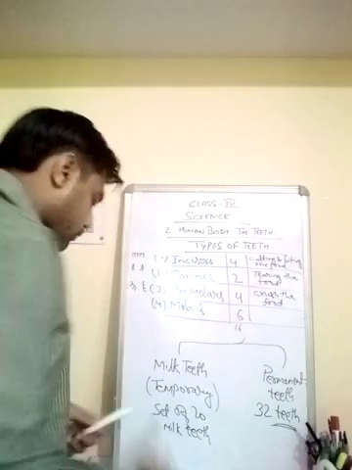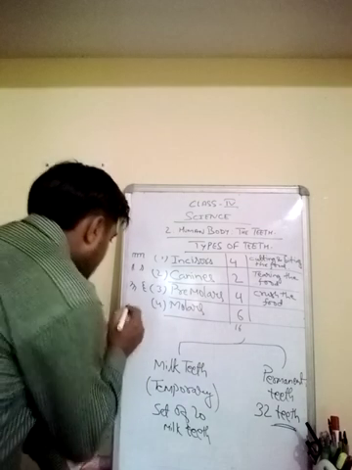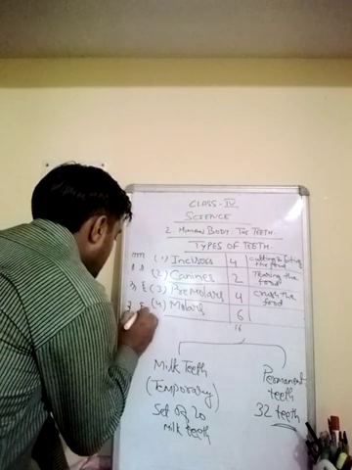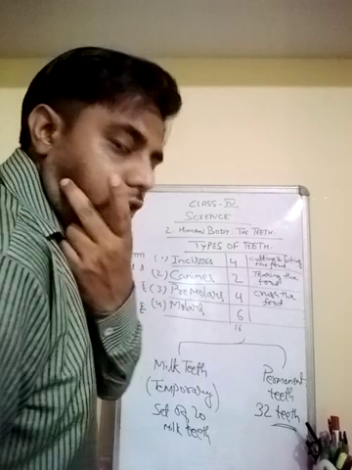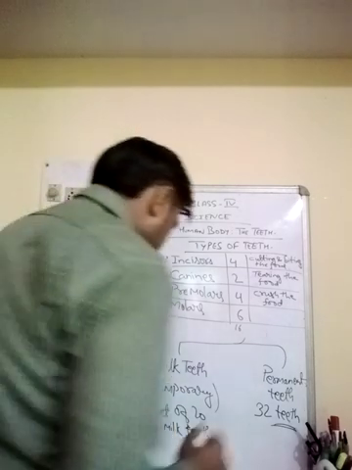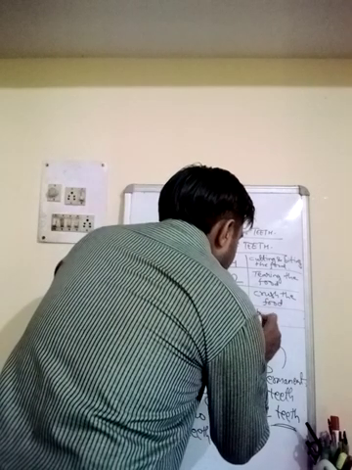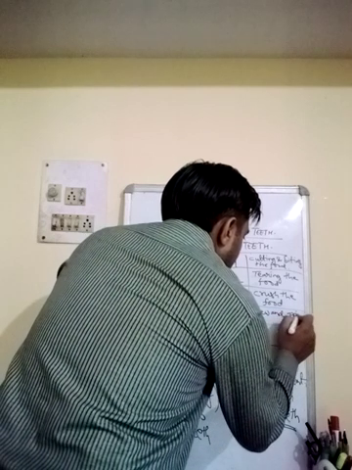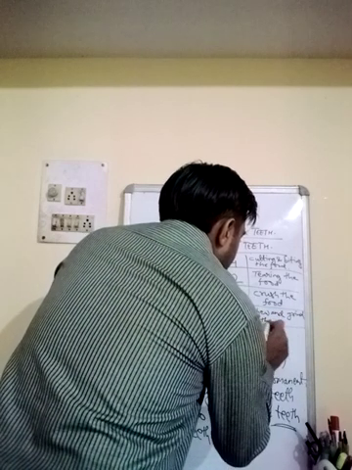And then the last one we have is molars. They are big, they are flat, and they are located like premolars in the lower jaw side. Their work is to chew and grind the food.